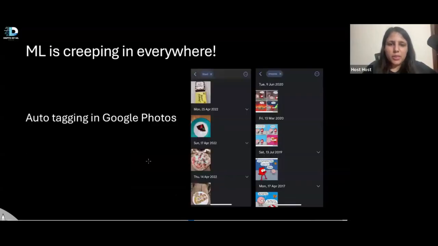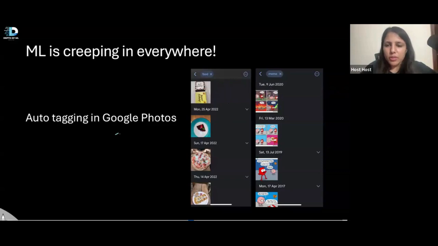And this is something that I recently used. In Google Photos, I was looking for some food that I had eaten some years back. I just searched for food, right? I manually did not tag this data, and it got automatically tagged in the background of Google Photos.